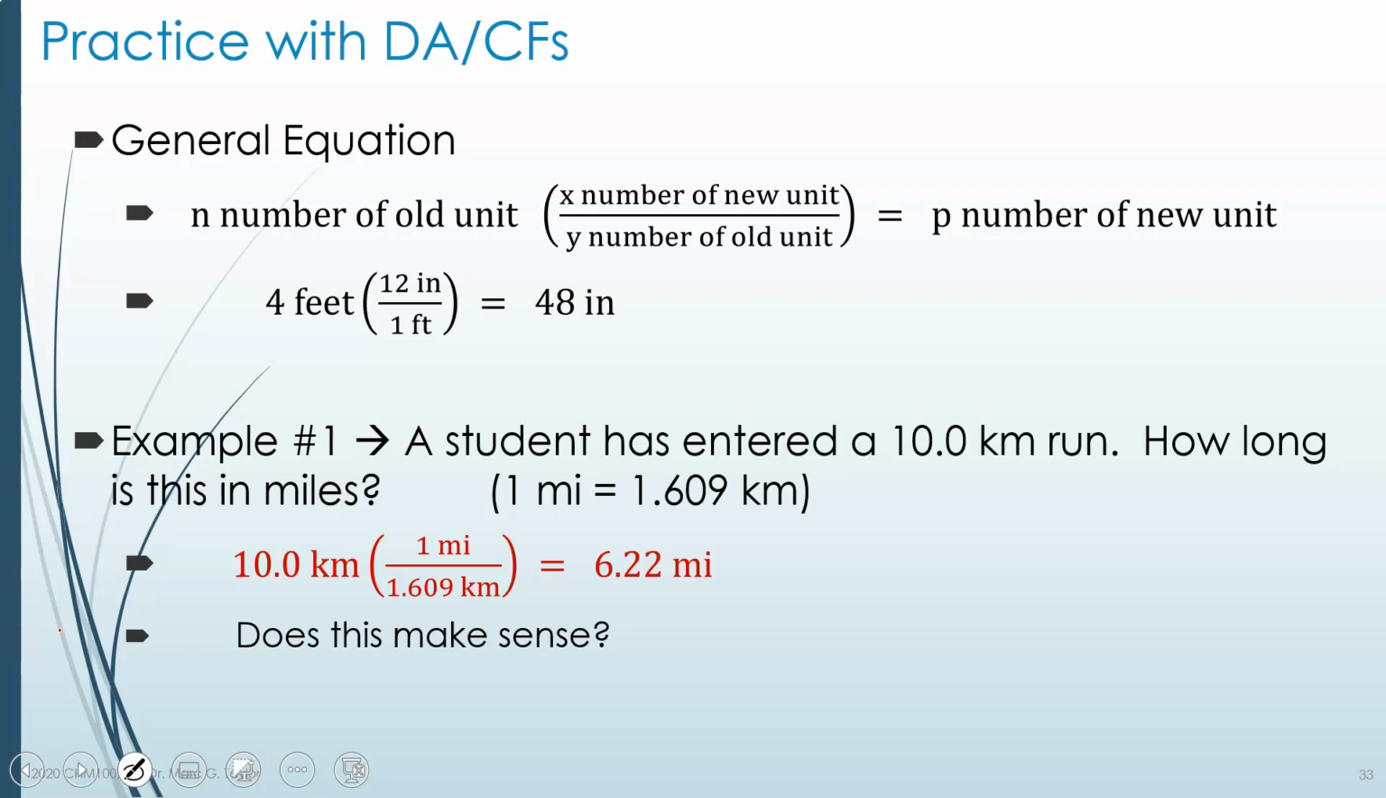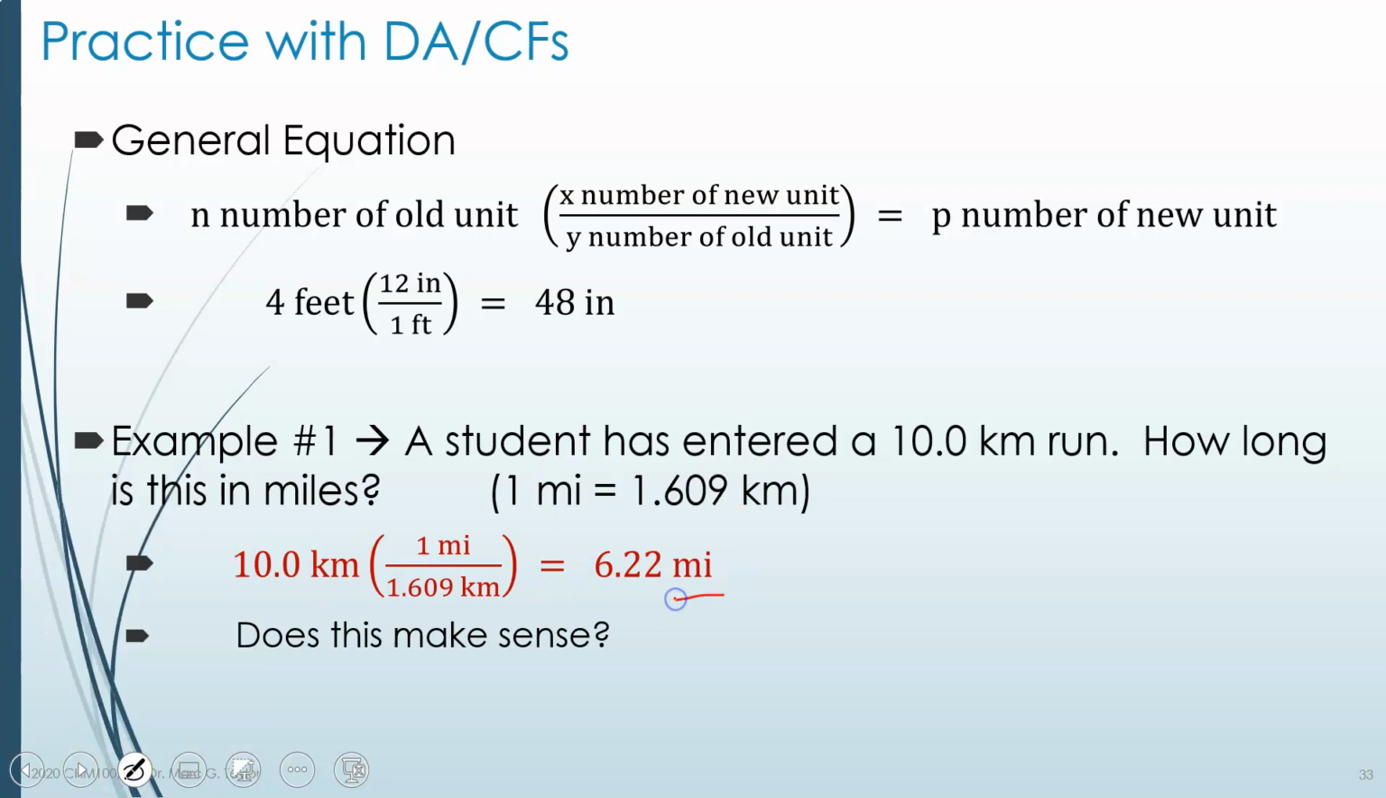Now, ask yourself, does it make sense? We know from the beginning that a mile is bigger than a kilometer. It's about 1.6 kilometers. It's a little more than a kilometer. So if we know that the kilometer unit is smaller than the mile, well, this many kilometers should equal less number of miles. And it's only a little bit less. We're going from 10 to roughly 6. Does that make sense? Well, yes, it does. So that's your check at the end to make sure that you've done your math right.